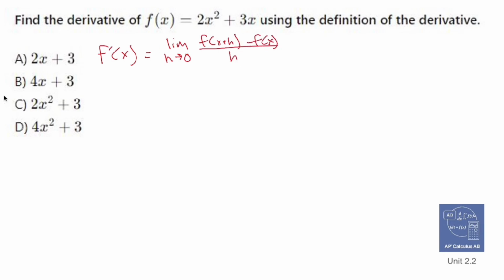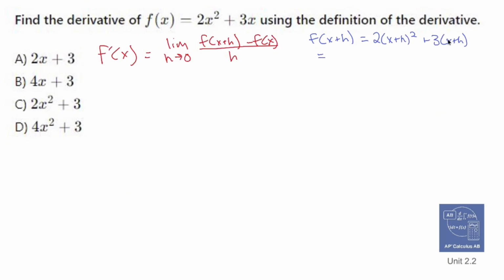So what we need to do is we need to find out what f of x plus h is, right? We have f of x, plug stuff in, hope things disappear, and wish for the best. F of x plus h means I'm going to take f of x and replace every x with x plus h. So you become 2 times parentheses x plus h, close it, square it, plus 3 times x plus h. Okay?